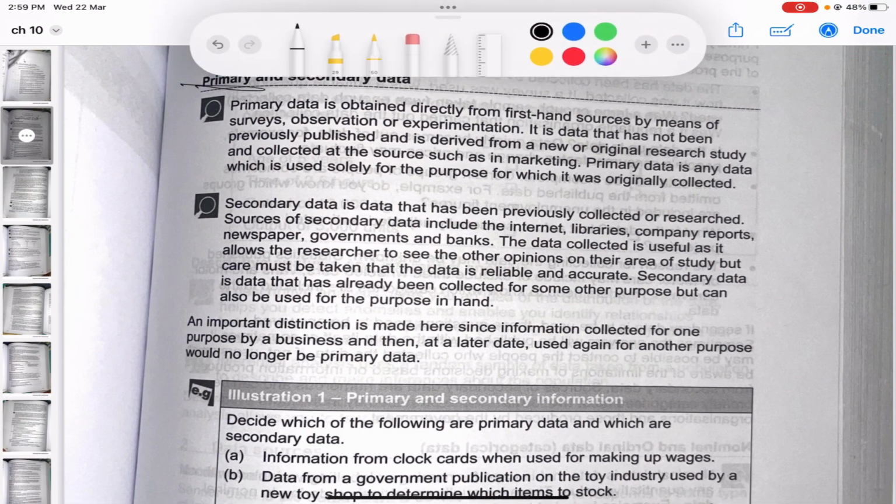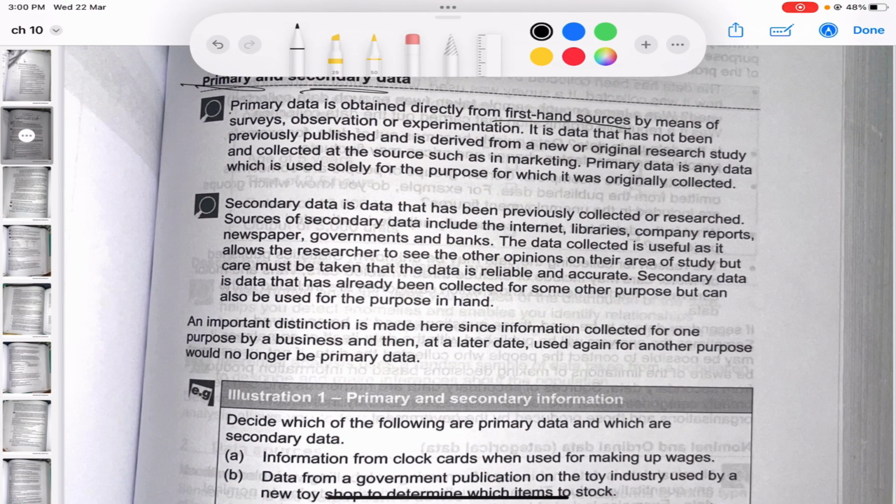We have primary data and secondary data. So the name suggests it. So primary data, what exactly is primary data? It is obtained directly from first-hand sources, okay? So primary data is when I am seeking information myself. So it is first-hand information. For example, right now I am teaching you. Let's take an example. I'm teaching you.